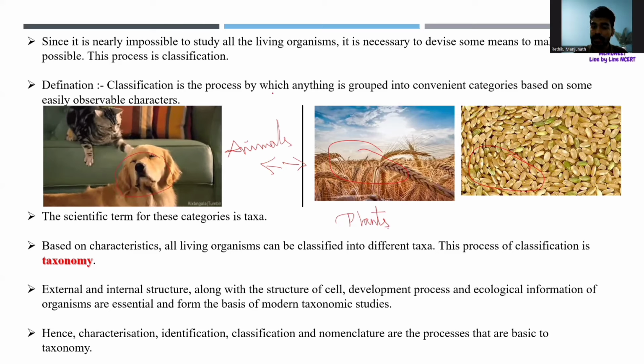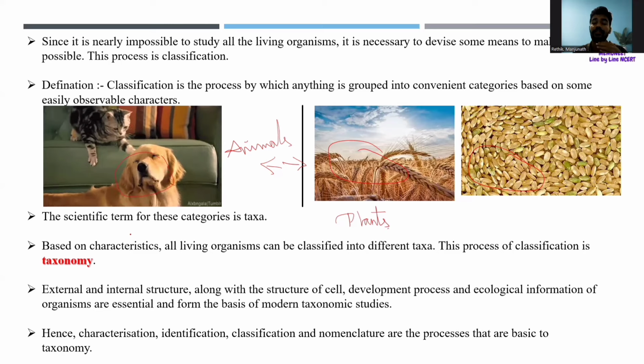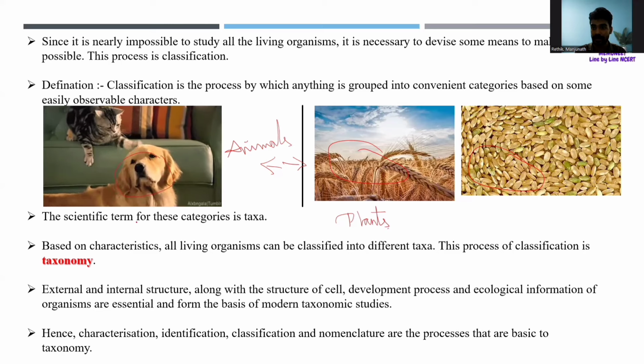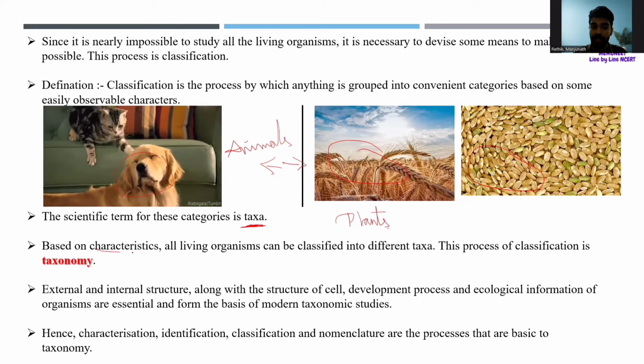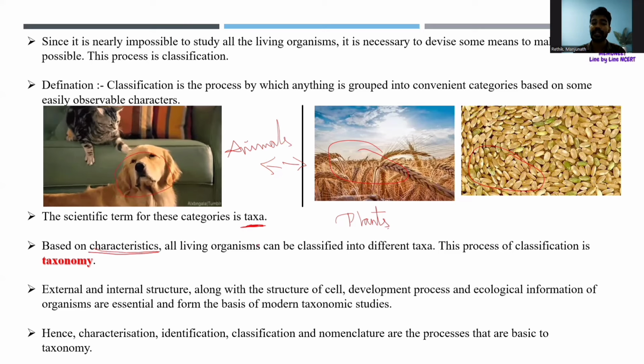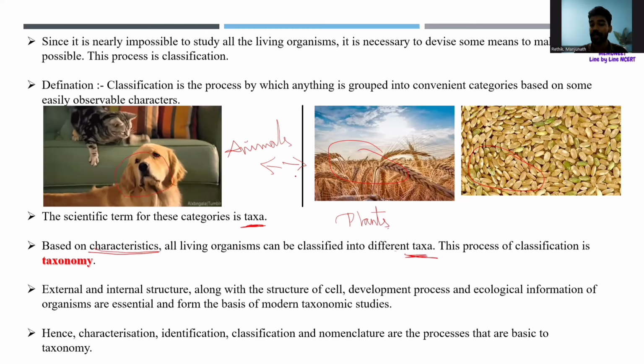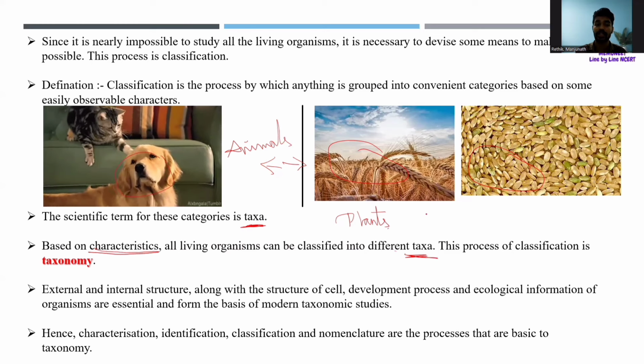So therefore, classification is a process by which anything is grouped into a convenient category based on some easily observable characteristics. Clear? You are categorizing these organisms based on their morphological characteristics, and each group is called a taxon. When you classify living organisms based on their characteristics, they can be classified into different taxa or different groups, the way I have classified here. This process of classification is called taxonomy.